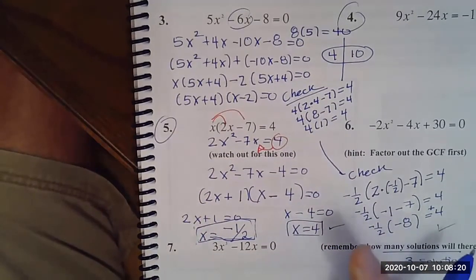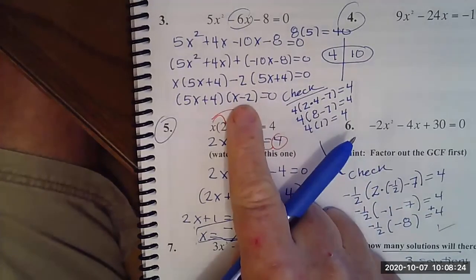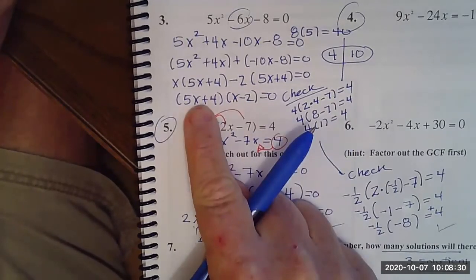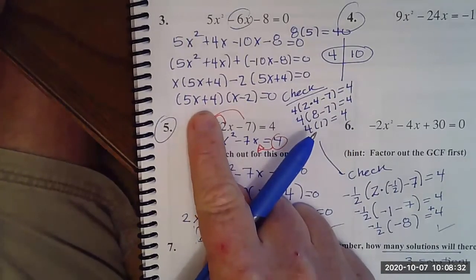And now I set each piece equal to 0. And you can probably guess what that one is without even doing anything. 2. Answer's 2. This one here is a little harder. A few of you could actually come up with the fractional answer.